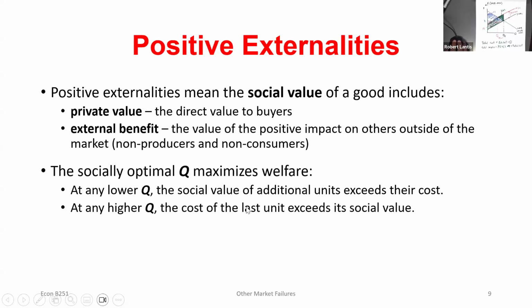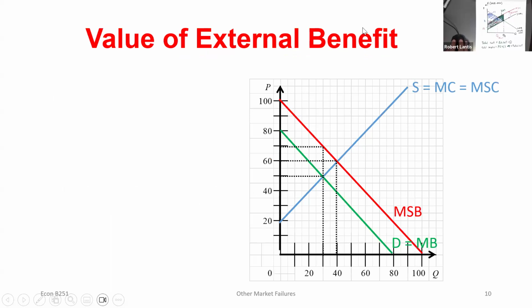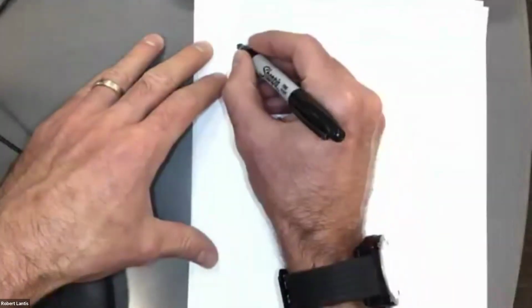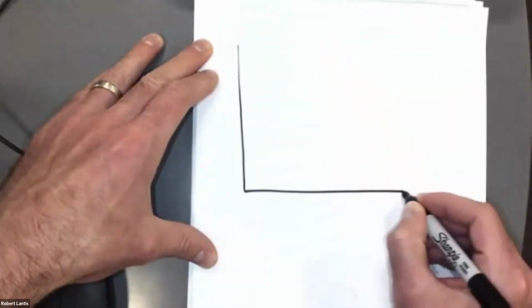That would actually be like a negative net benefit, right? So we'll kind of think about that here. I'll draw this out for us with positive externalities and give you a little bit of a taste before we look at the slides.